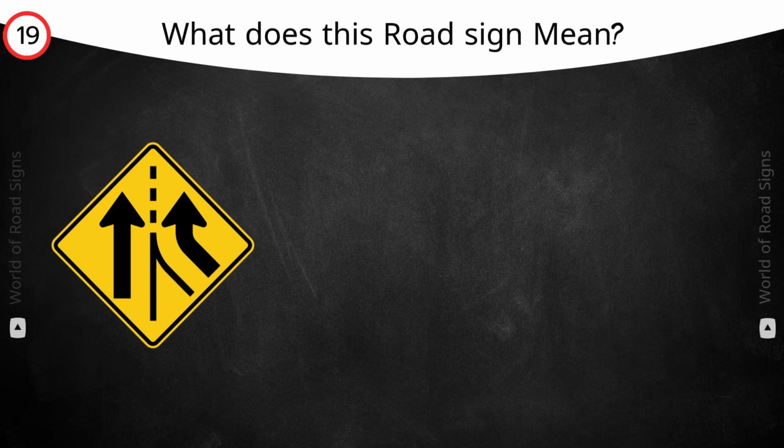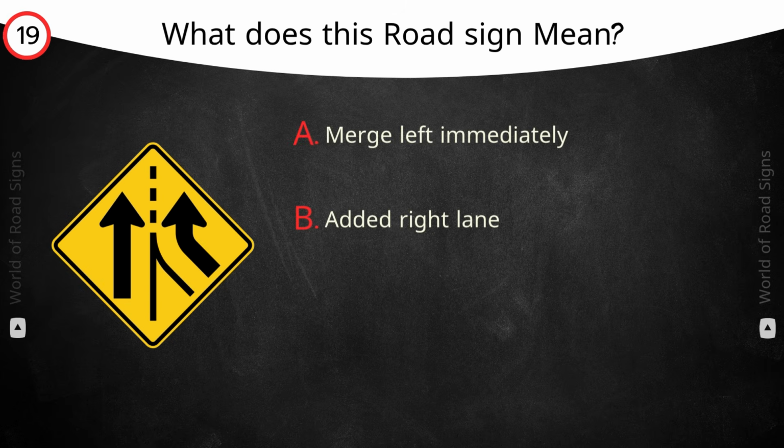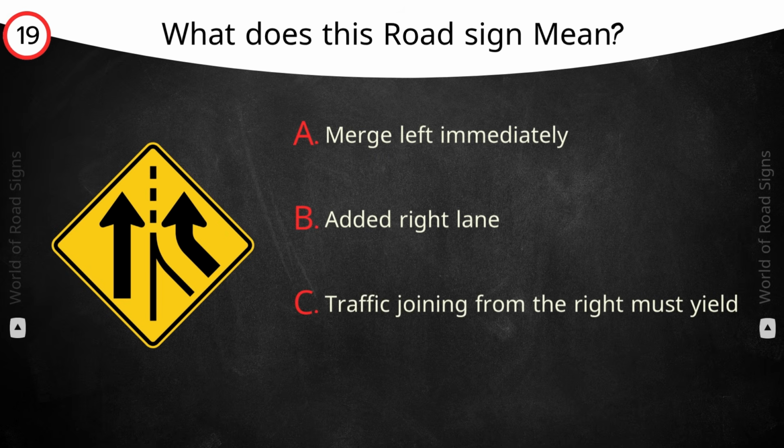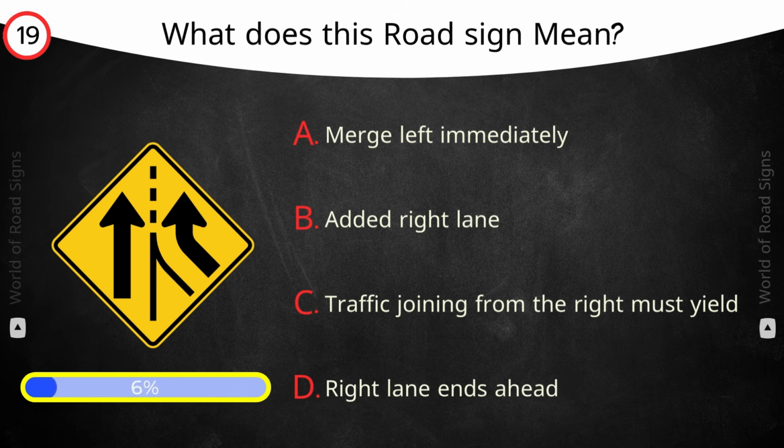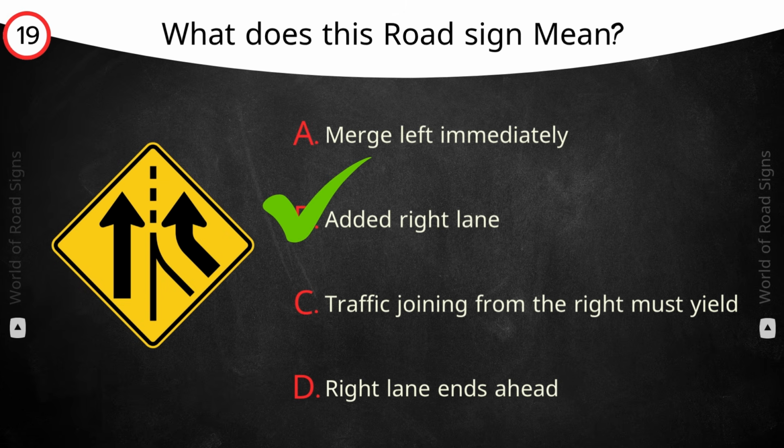Question 19. What is the message behind this sign? A. Merge left immediately. B. Added right lane. C. Traffic joining from the right must yield. D. Right lane ends ahead. Nice job if you selected option B, added right lane.